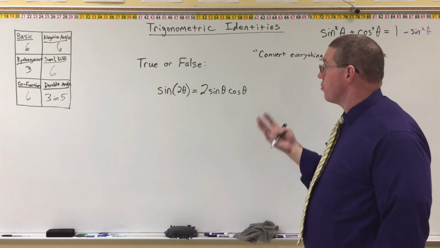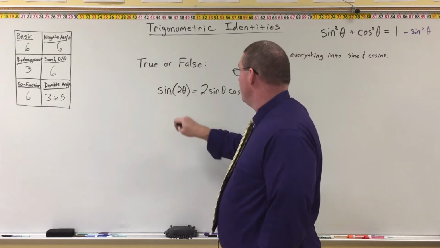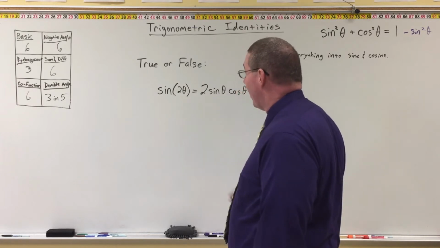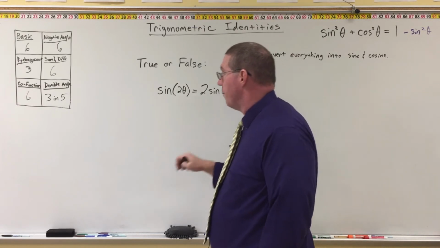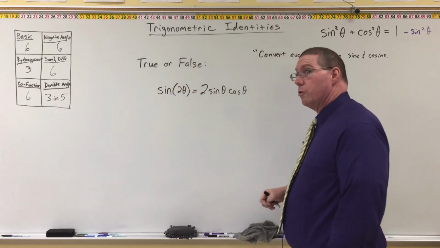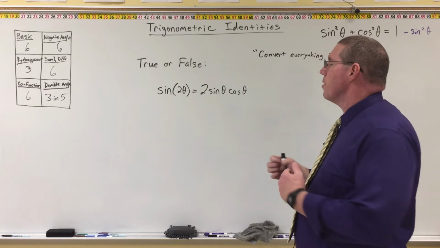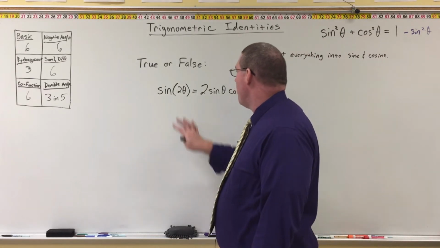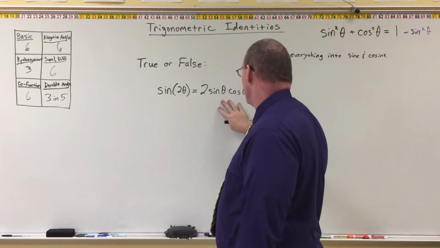Let's do maybe one or two more. All right, this one says true or false. Sine of 2 theta is equal to 2 sine of theta times cosine of theta. We actually already know this is true. This is one of our double angle identities, right? So we're done, right? We're just going to put true and we're done. Well, actually, the reason I'm doing this is because I want to prove to you, I'm actually going to show you that this is equal to this, okay?